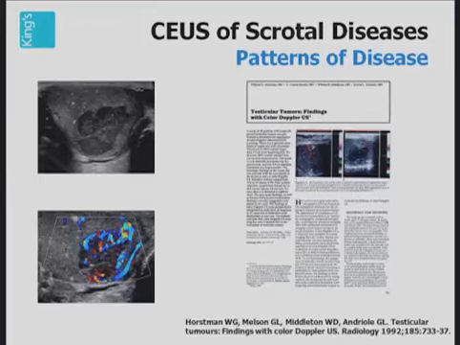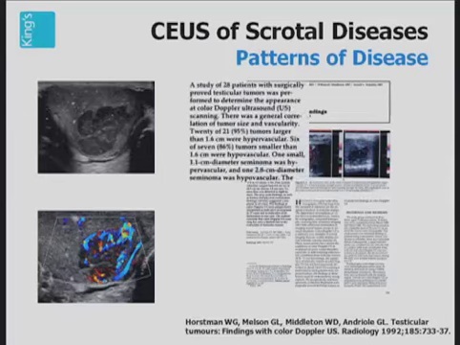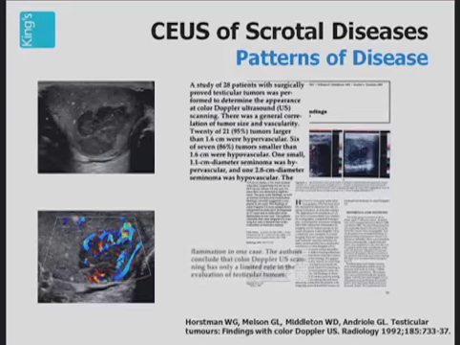Adding color Doppler ultrasound to the investigation of a focal testicular abnormality may be helpful. This landmark paper, published in 1992, indicated that the use of color Doppler ultrasound in a cohort of 28 patients was useful only if the tumor was greater than 1.6 centimeters in diameter. Any increase in vascularity indicated that the abnormality was malignant.